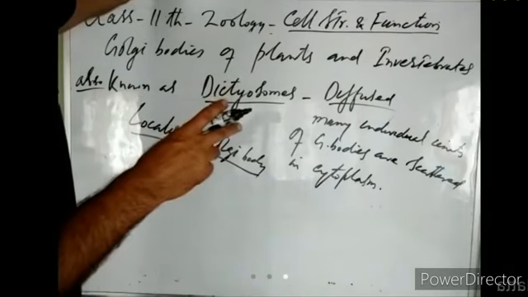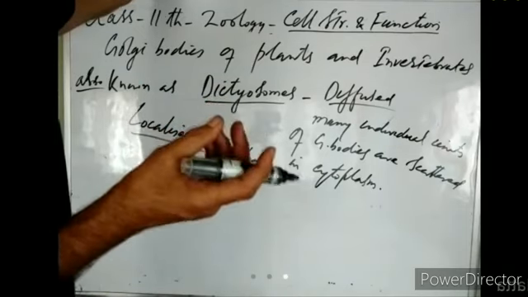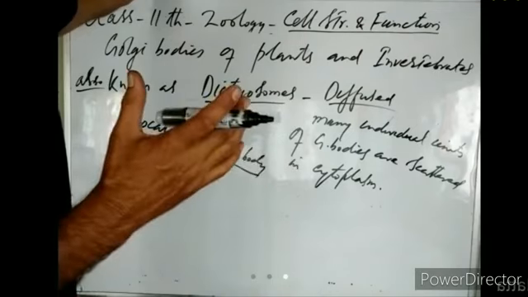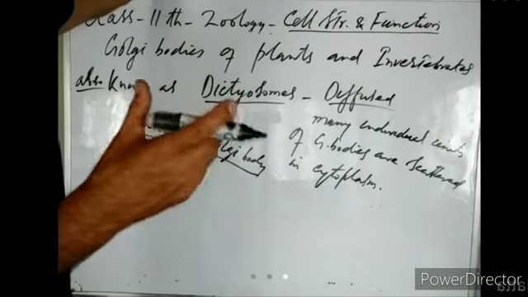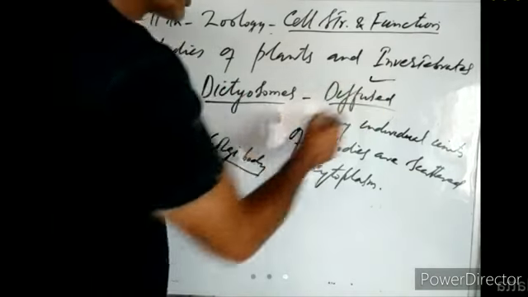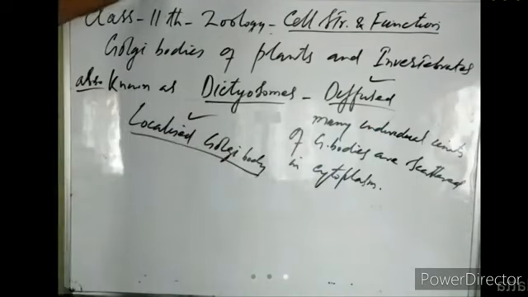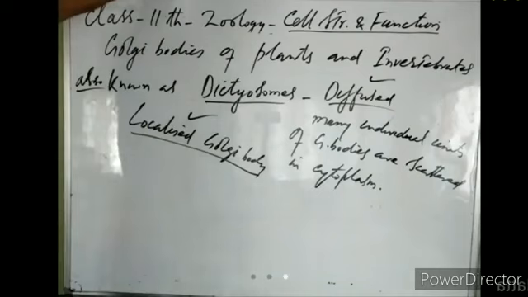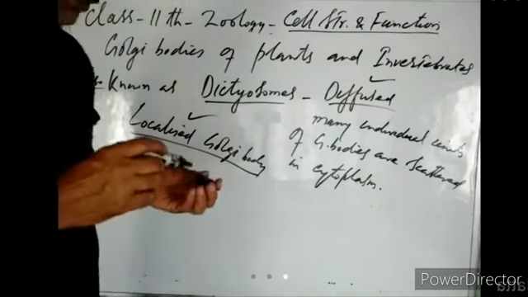In diffused Golgi body, there are small stacks of cisternae along with tubules or vesicles scattered throughout the cytoplasm. So those individual units of Golgi bodies, which are scattered throughout the cytoplasm, are known as diffused Golgi body. And when all the structures are present at one place and they are interlinked, that is known as a localized Golgi body, right? So that is about the Golgi body introduction.